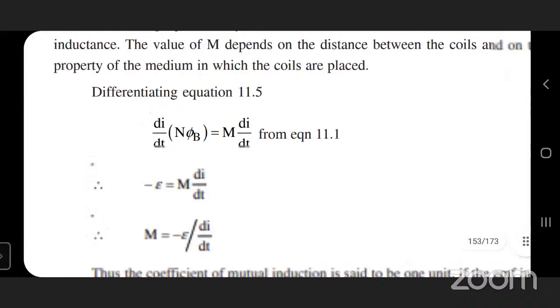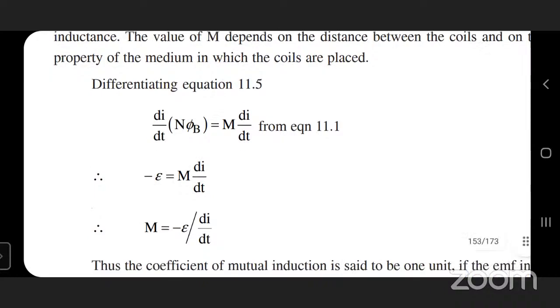See here, you know pretty well: d/dt of N phi B, which is nothing but M into dI by dt, and also E equals minus M dI by dt, where M equals minus E divided by dI by dt. Here M is the mutual inductance of these two coils, whereas L is the self-inductance of a single coil. So L and M: both equations are the same, but you have to remember that for self-inductance only one coil is there, and for mutual inductance two coils are considered. For both self and mutual inductance, the unit is Henry only.